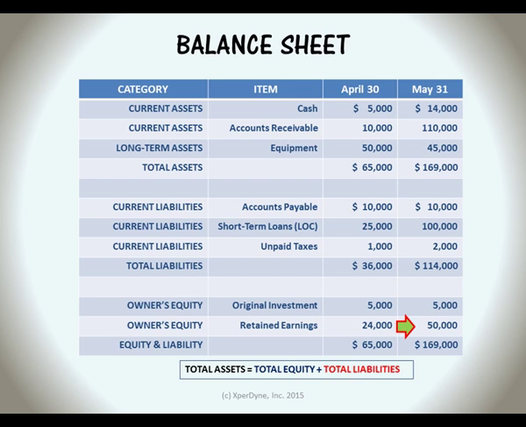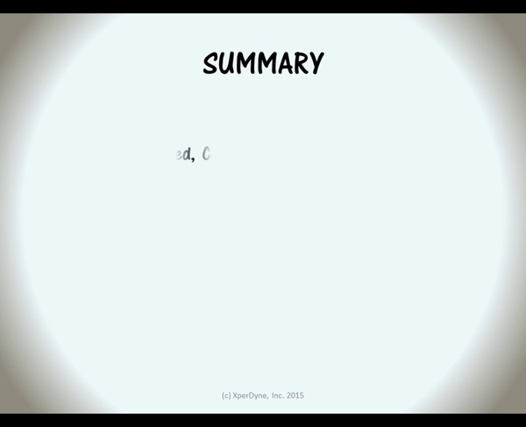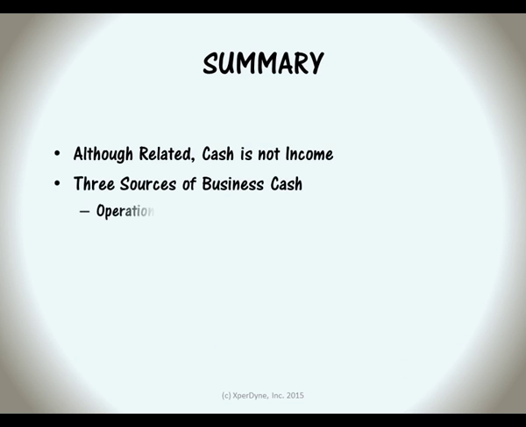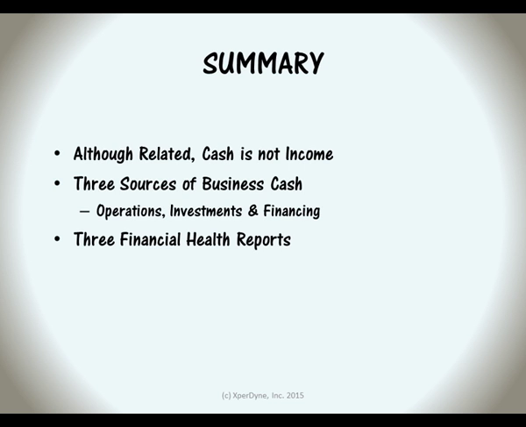Balance sheets may have more entries, such as long-term loans, but any additional entry is still an asset, a liability, or an equity. In summary, income is not the same as cash. A business has three sources of cash: operations, investments, and financing. The three business reports essential to knowing the financial health of your business are the income statement, the cash flow statement, and the balance sheet.